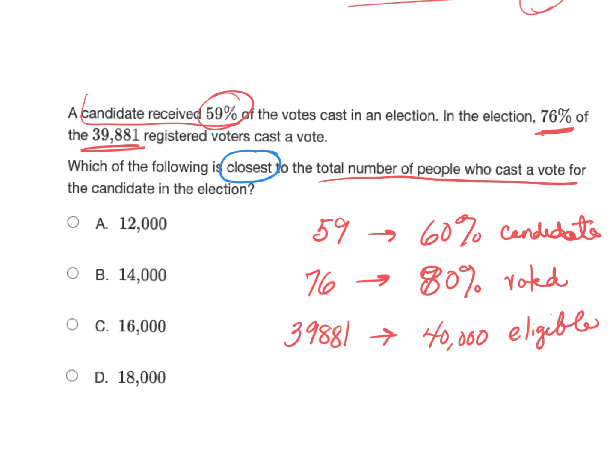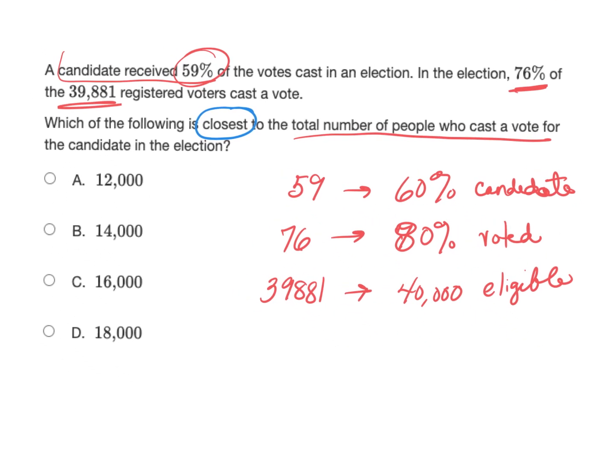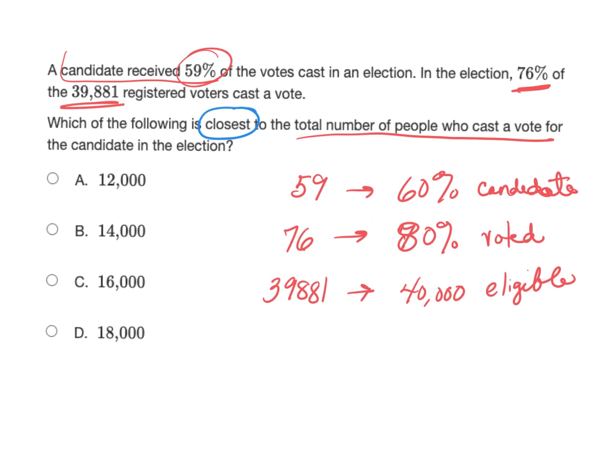Okay, so first thing we want to do is determine how many people actually voted. So I'm going to take my 40,000 and multiply it times my 80%. Now, first thing we have to remember is that I have to convert my percent to a decimal. By doing that, 80% just becomes 0.80 or 0.8. Let's stick with 0.80.